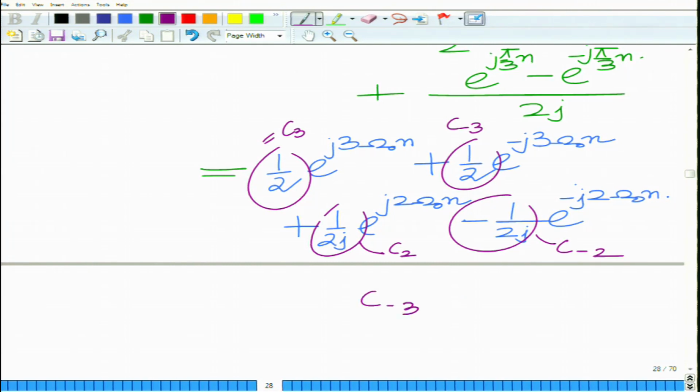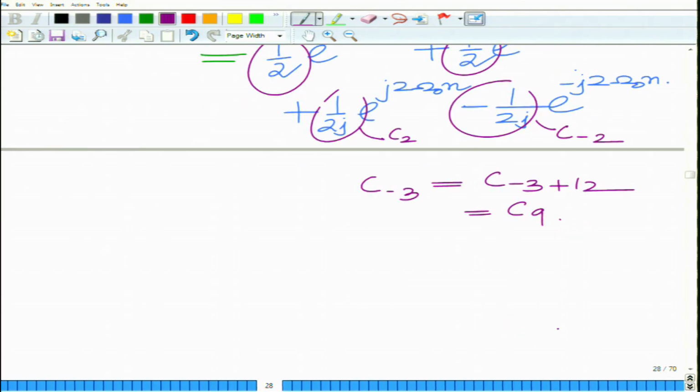But C of minus 3, everything is modulo n. So, C of minus 3 is C of minus 3 plus 12, that is n minus k. So, that is basically C of 9, and C of minus 2 equals C of minus 2 plus 12, that is equal to C of 10.